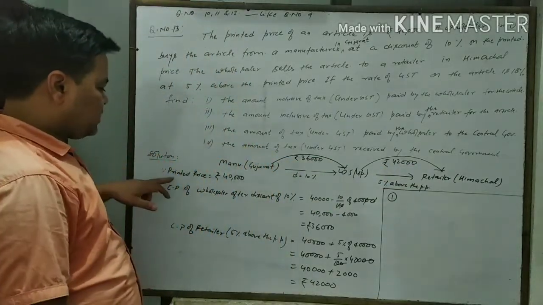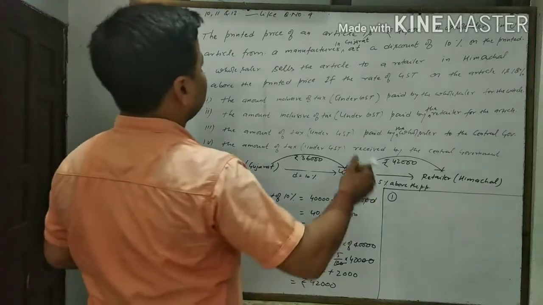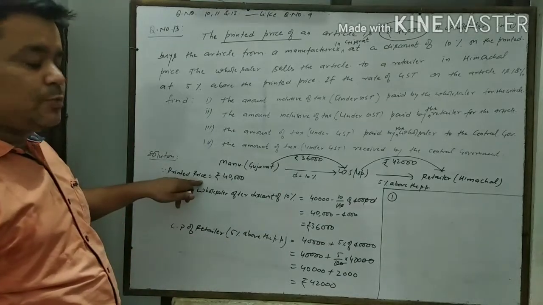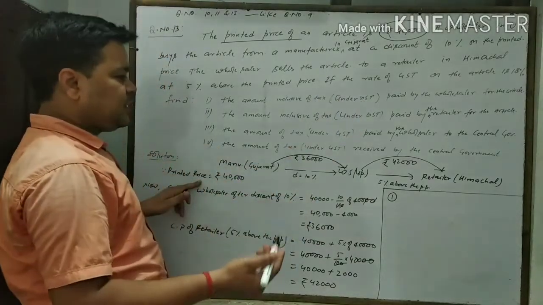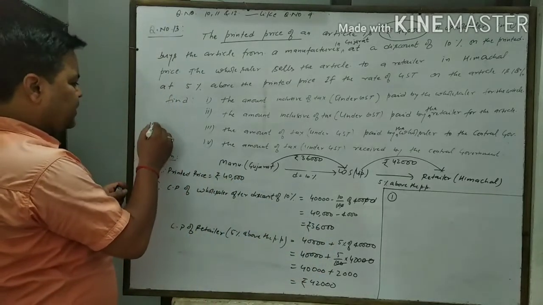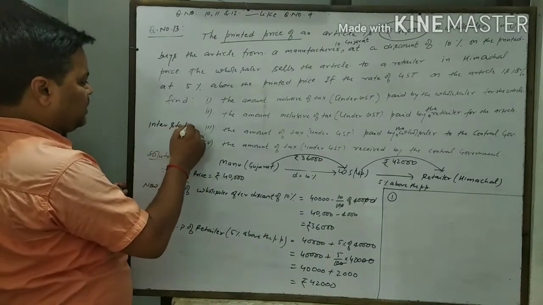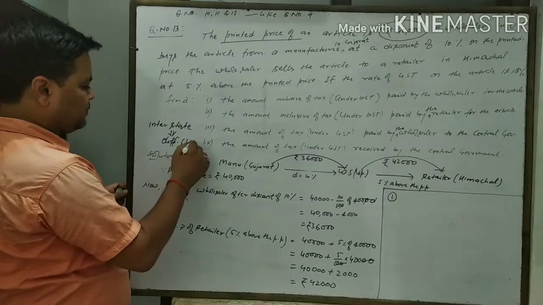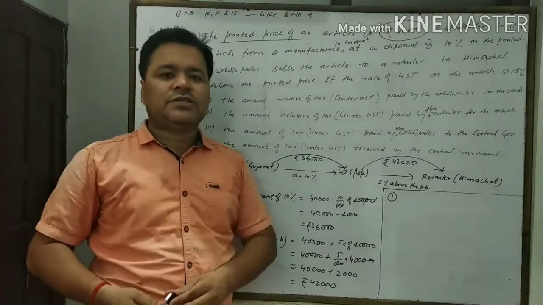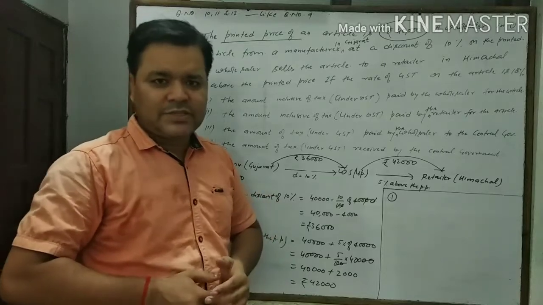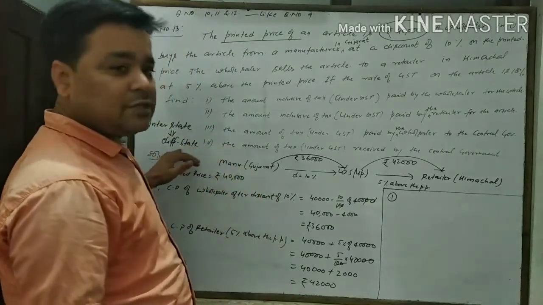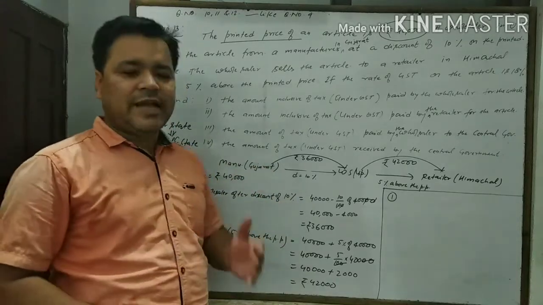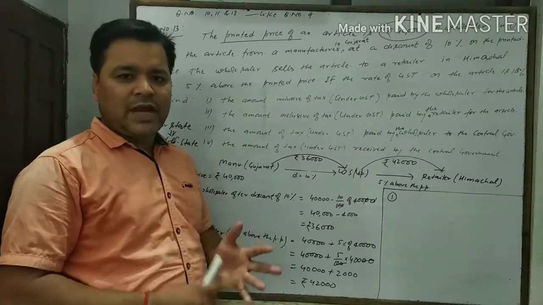So first of all, according to the question, the printed price of an article is 40,000 rupees. Now this is the matter of interstate. Interstate means different states. In the case of different states, GST will not be divided into equal parts of SGST and CGST. Here IGST will be calculated and it will be directly collected by the central government.